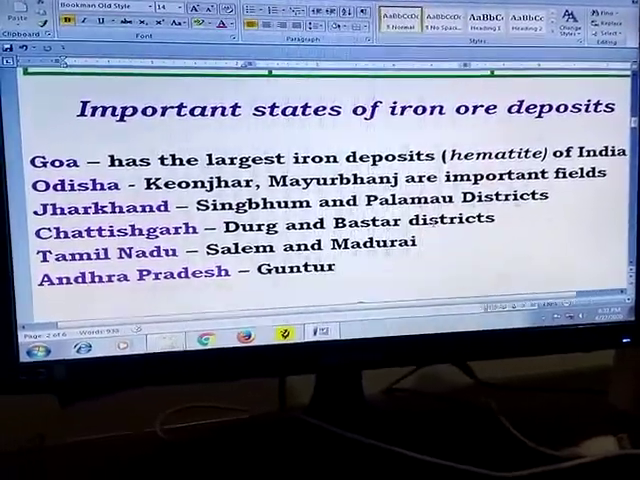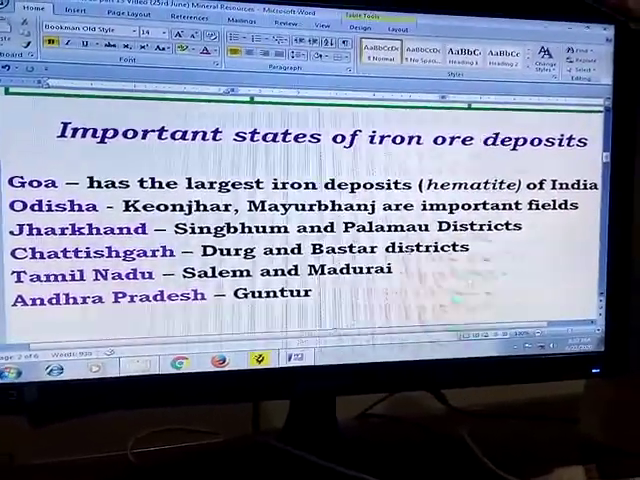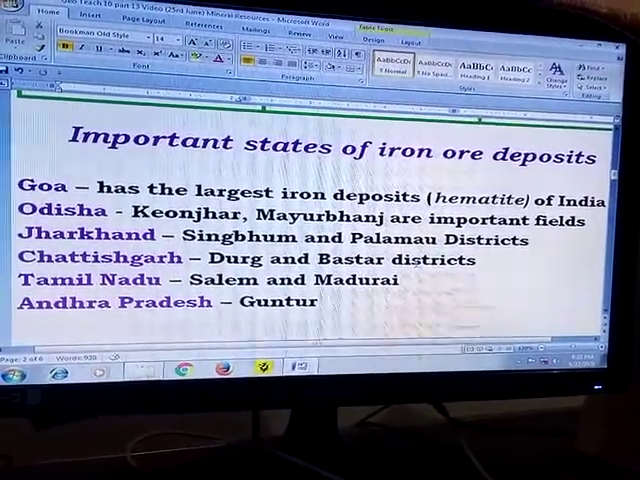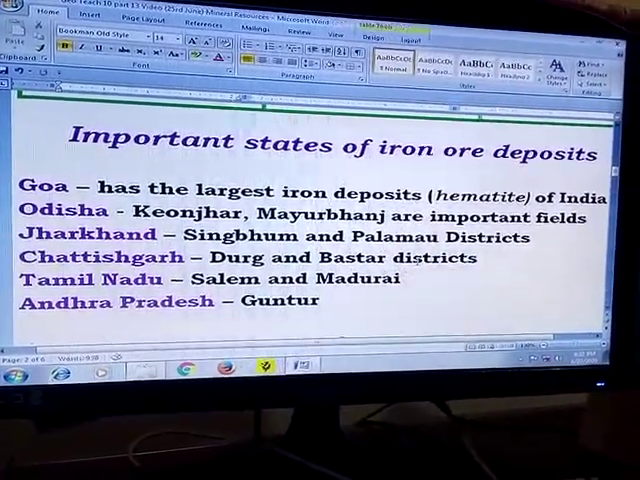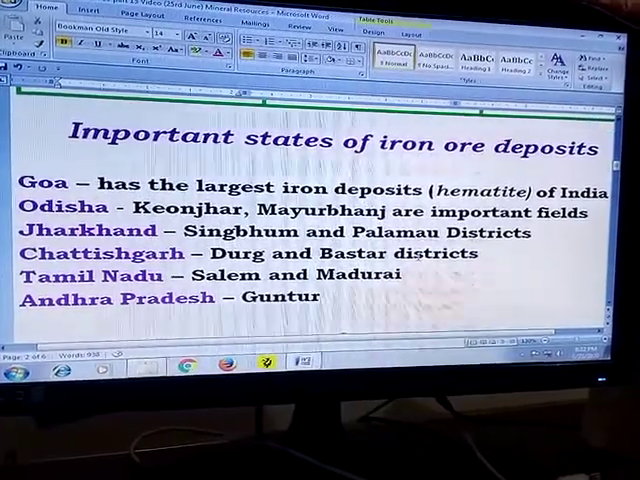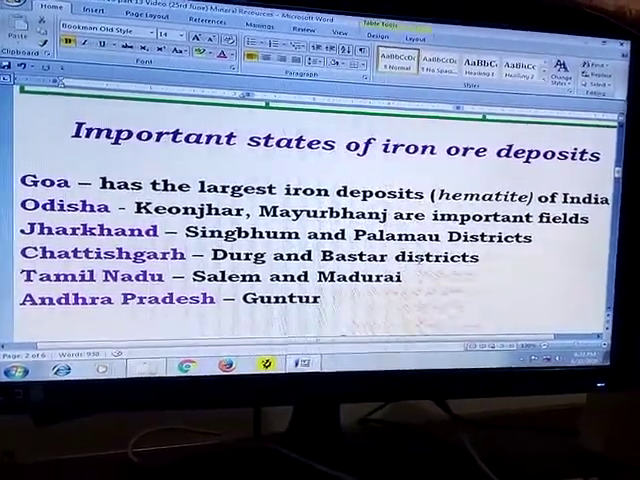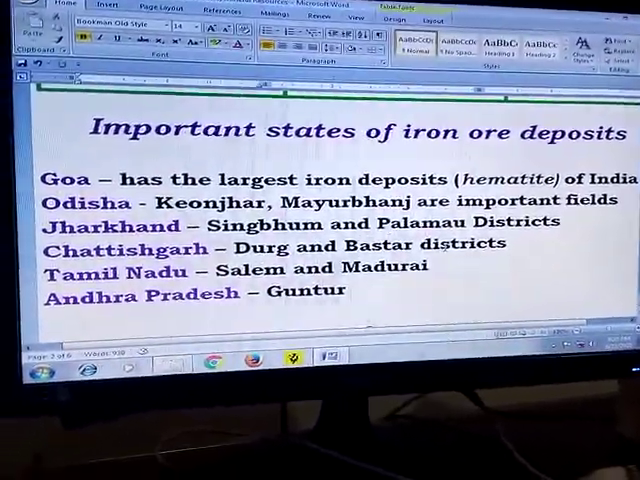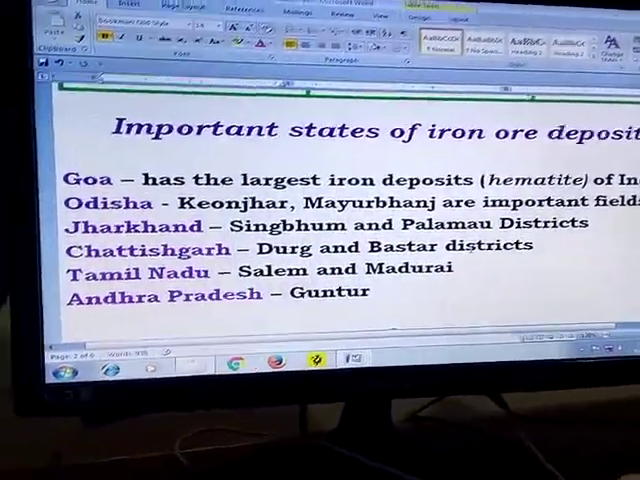Goa. Now, Goa has the largest iron deposits of India, and that is the best quality. That's called hematite. Odisha. Odisha is Keonjhar, Mayurbhanj. These are the districts. Okay, there are some of the important fields of iron ore.